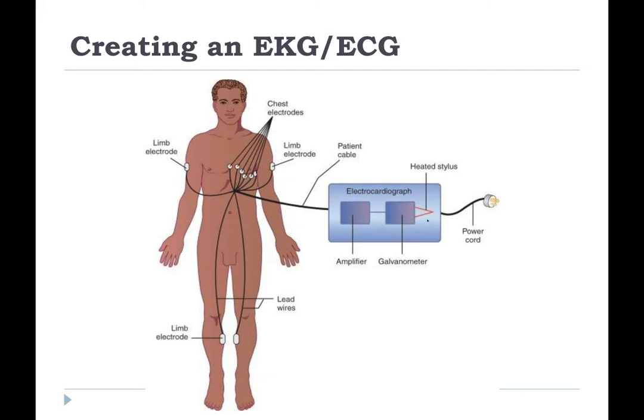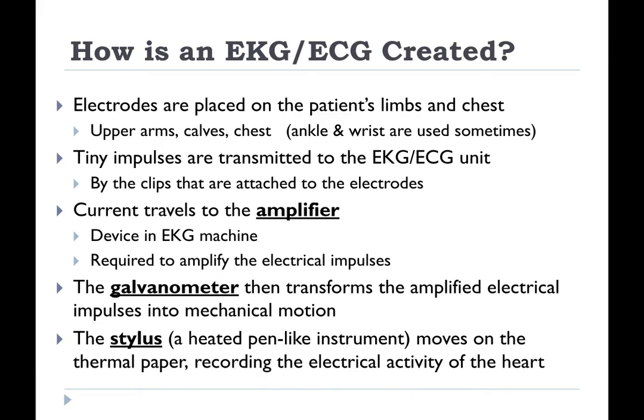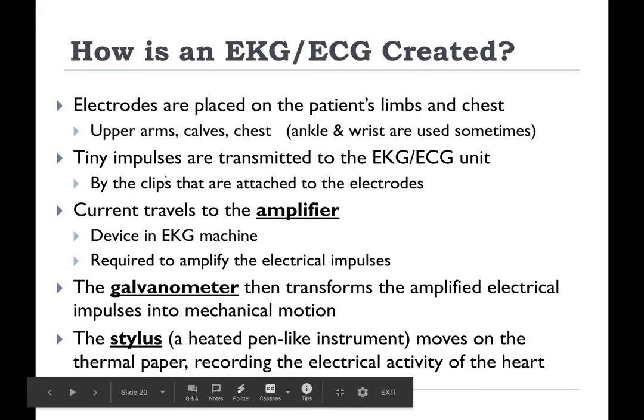and a galvanometer, and the heated stylus. There should be a power cord, but often they have batteries in them as well. So how is it created? Electrodes are placed on the patient's limbs and chest, usually upper arms and calves, and then the chest. You can use the ankle or the wrist instead of the upper arms or the calves.